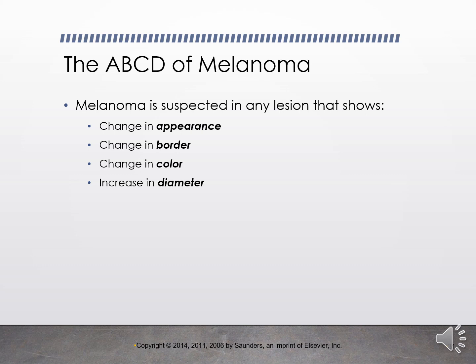So there is a mnemonic in your module about the ABCDs of melanoma. This is important to remember. If there's a lesion or mole with any of these characteristics, we would suspect melanoma. So the A is for change in appearance, B is for change in border, C is for change in color, and D is for an increase in the diameter.